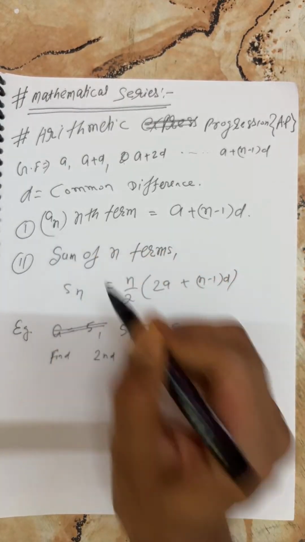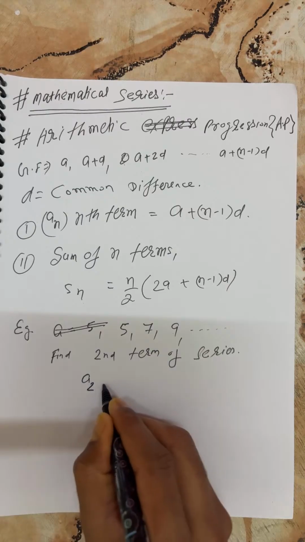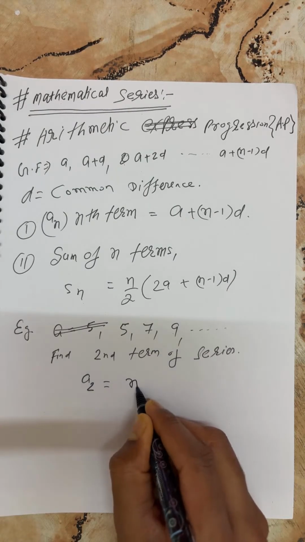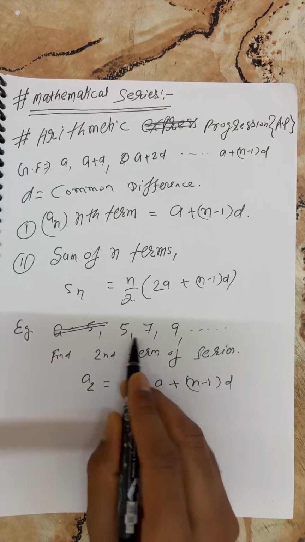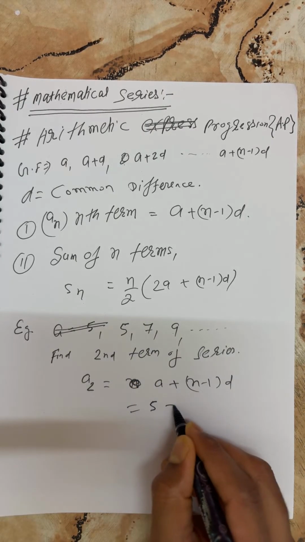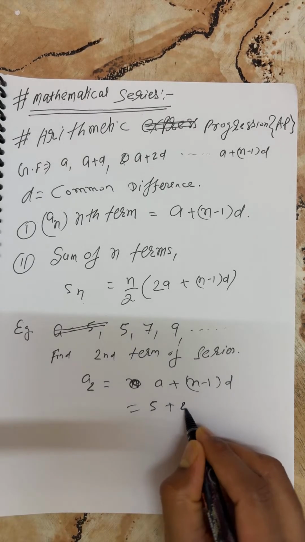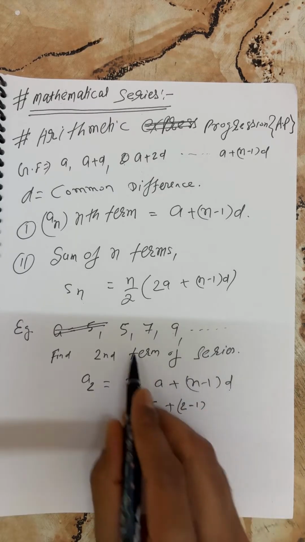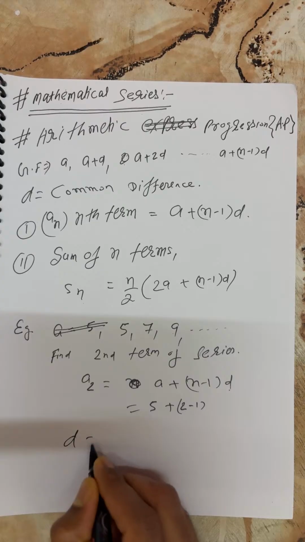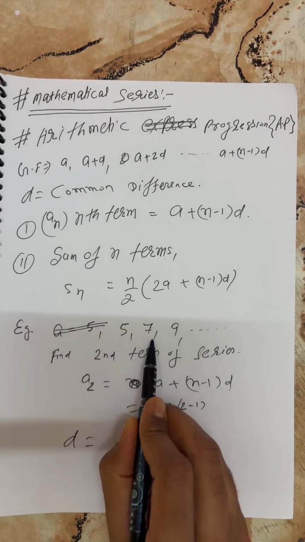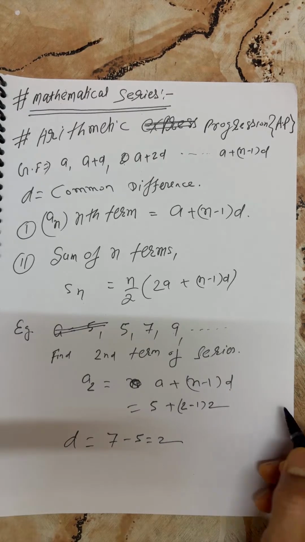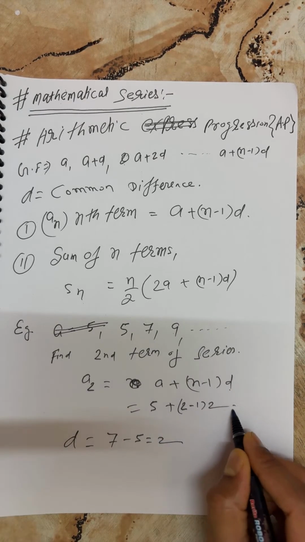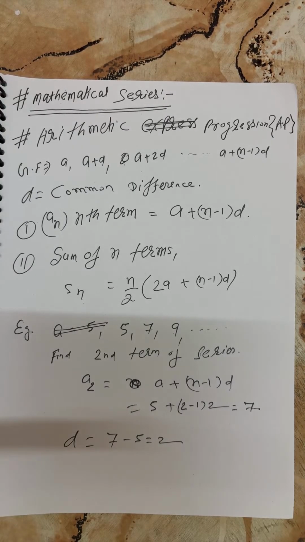So here is the formula for an. First write a2. The formula is A plus (n minus 1) into d. A is the first term, so 5 plus, n is the second term, so 2 minus 1, and d is the common difference. How do we find the common difference? It is the second term minus the first term, so 7 minus 5, which is equal to 2. So 2 minus 1 into 2, and the answer is 7. This is how I can answer the questions.